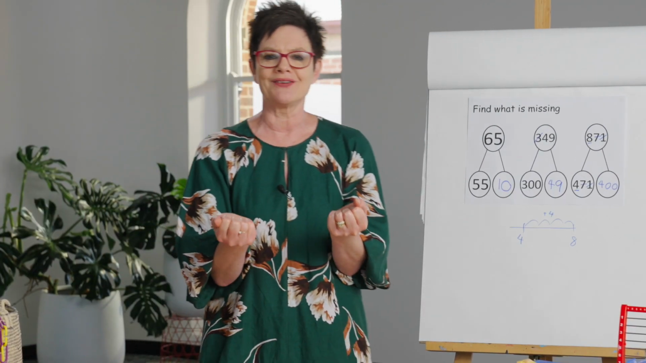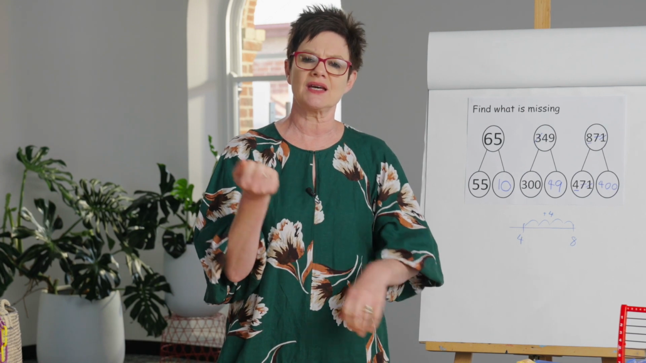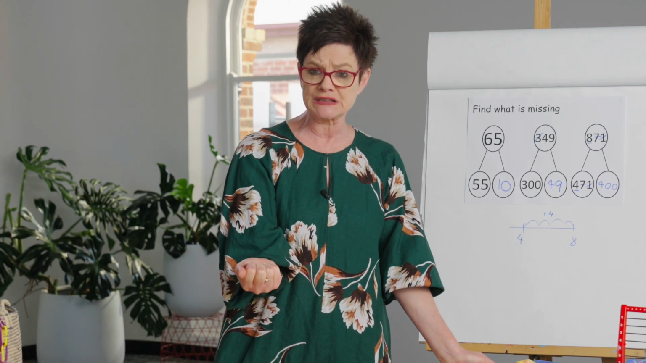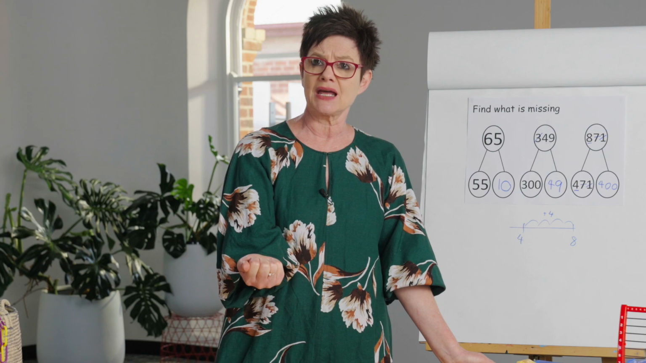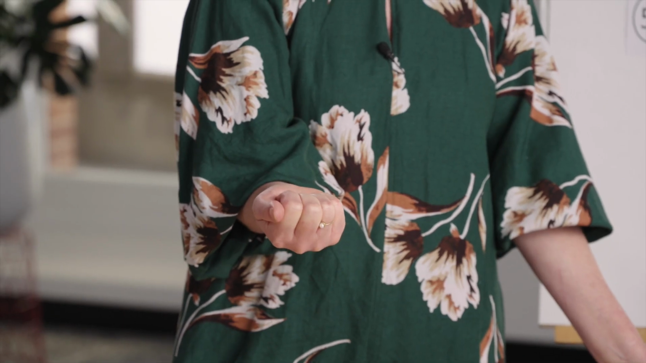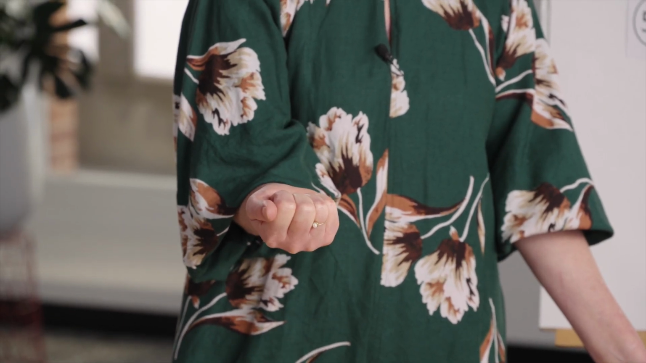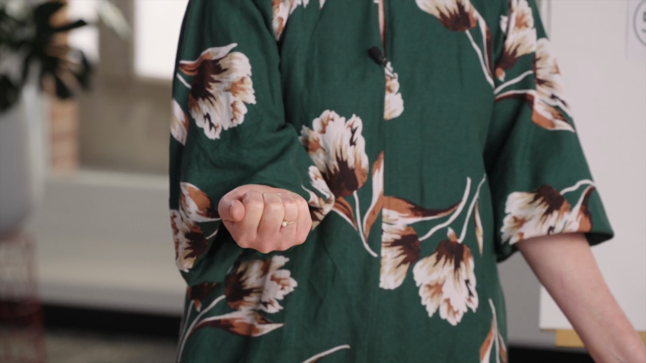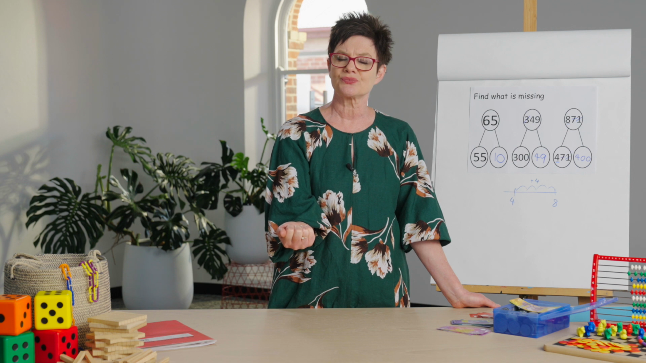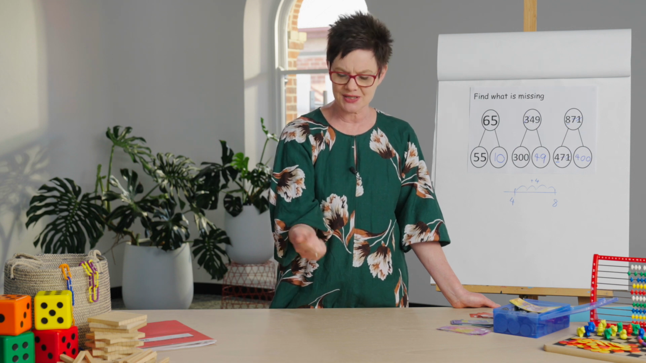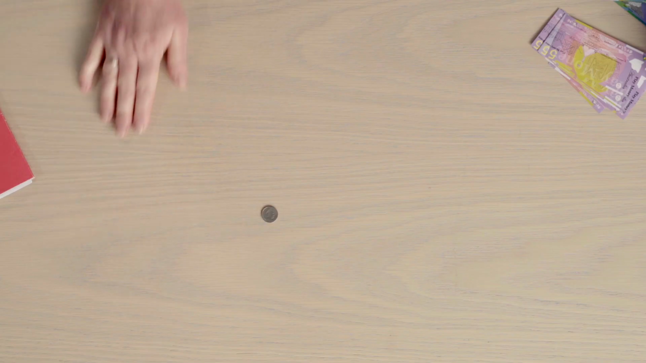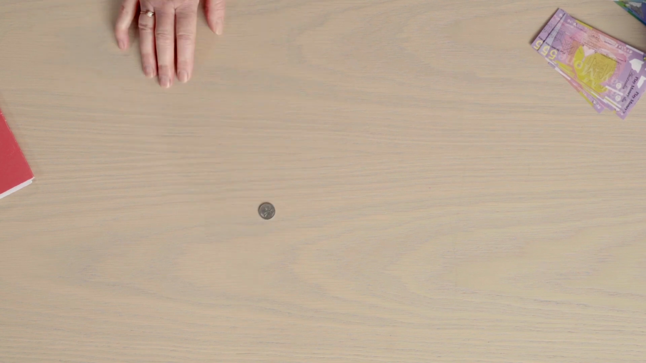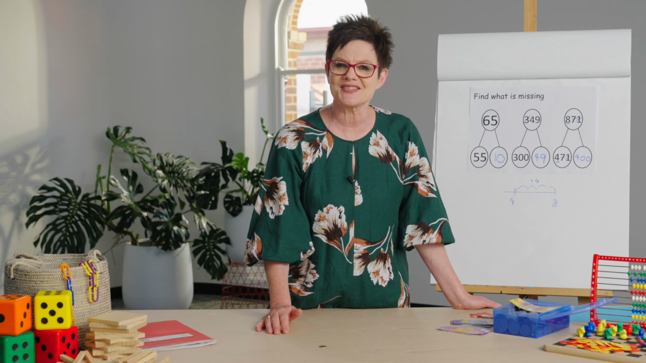What money do I have in my hand? Okay, my coin is silver and it has an echidna on it. Do you have an answer? I hope your answer is 5 cents. It is 5 cents.